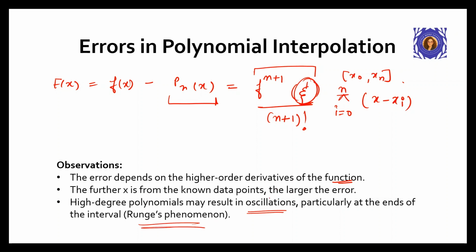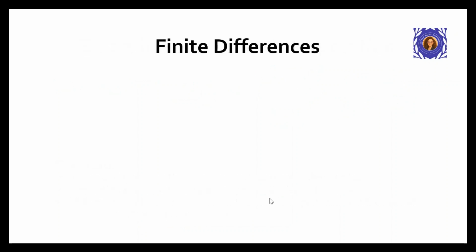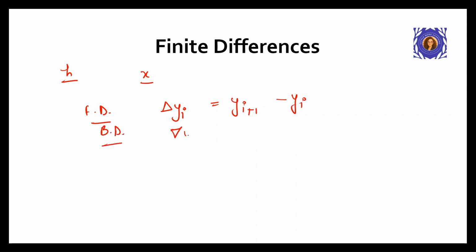Moving on to finite differences. Finite differences are used to estimate derivatives and are essential in formulating Newton's interpolation formulas when data points are equally spaced. So the definition would be, let us consider h to be the uniform spacing between the consecutive values of x. So the forward difference, let's say FD, will be delta yi equals yi plus 1 minus yi. And the backward difference, let's say BD, is inverse delta yi equals yi minus yi minus 1.